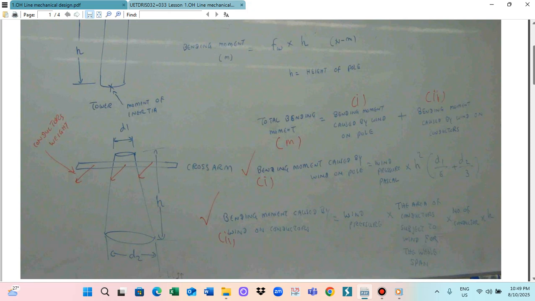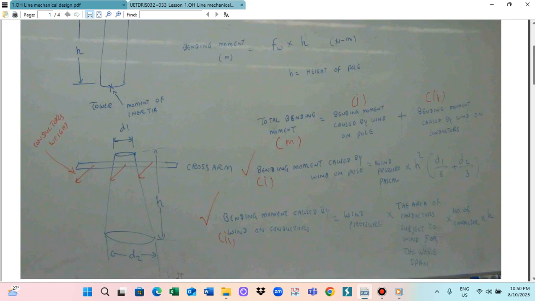Multiply the number of conductors. Multiply 8. So we can calculate this way. The bending moment caused by wind on the conductor equals wind pressure multiplied by the area of conductor subject to wind for the whole span, and the number of conductors, multiplied by H. So this is the bending moment on the conductor.